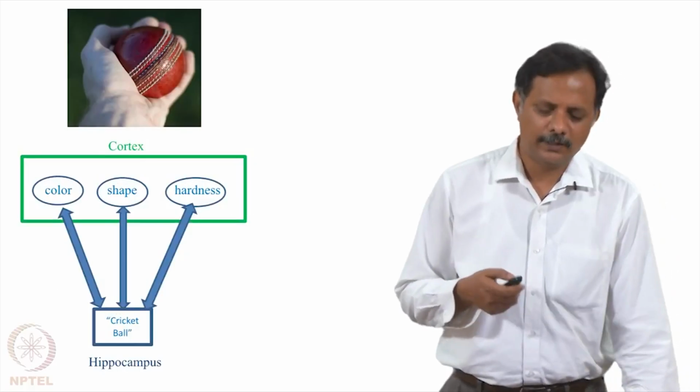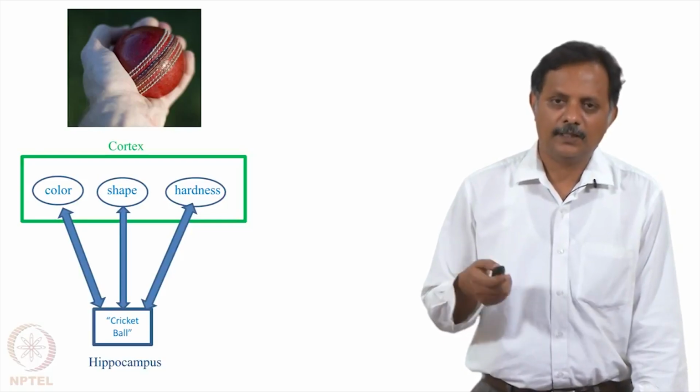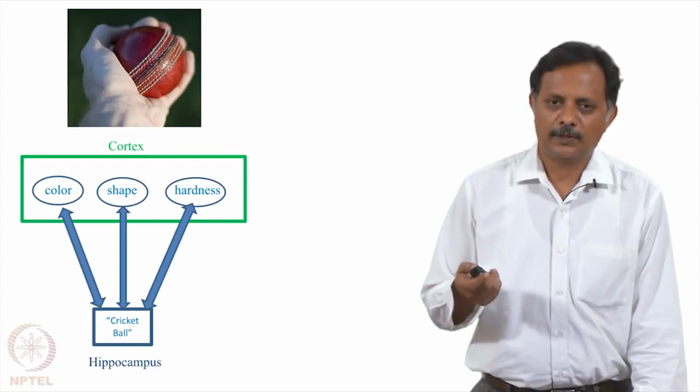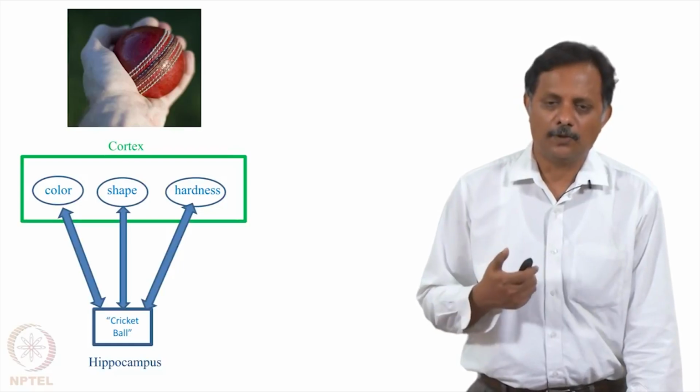So, for example, if you are holding a cricket ball, right, it is red in color and it is round in shape and it is hard, right, in terms of its touch. So, all these properties are combined to create this construct or a concept called the cricket ball.